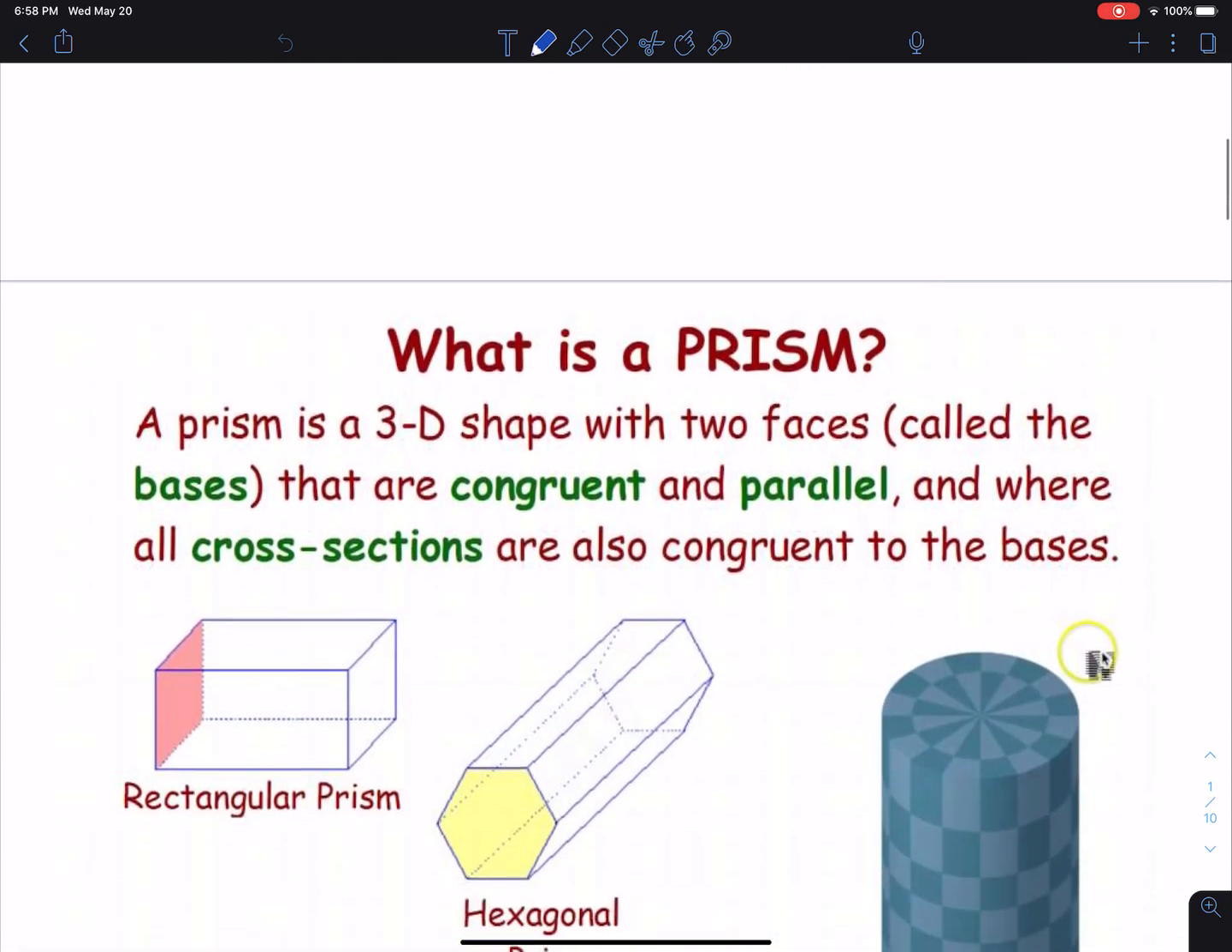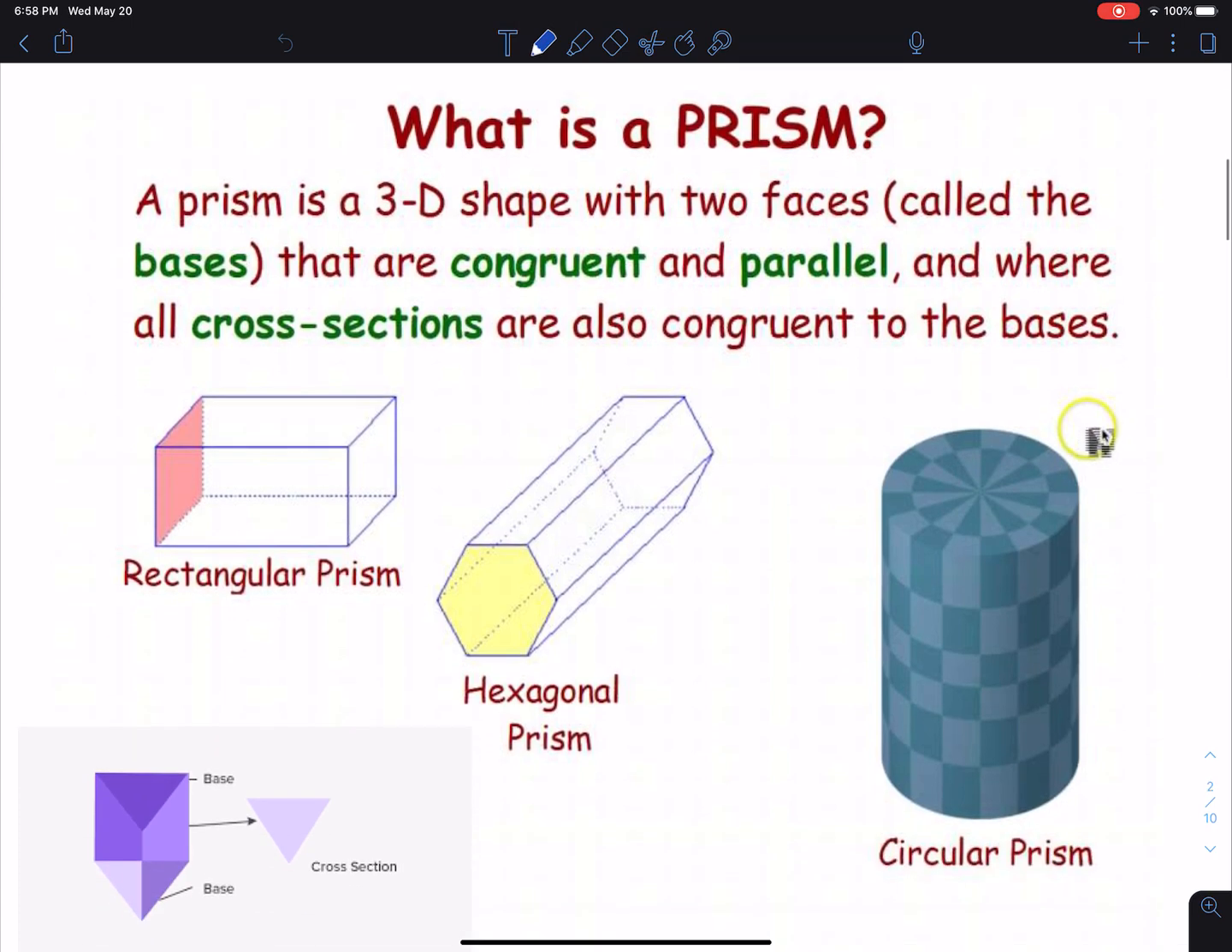As we get started, let's talk about what a prism is. A prism is a 3D shape. It's basically solids connected together to make a 3D shape with two faces, and the two faces are your bases. I'm drawing over the bases right now. Your bases will always be parallel and congruent.